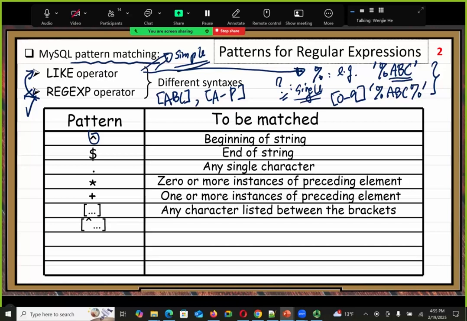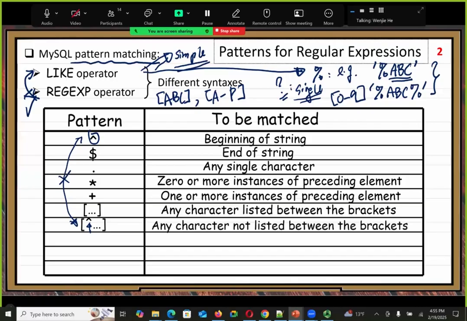Then this little hat symbol inside a pair of brackets has a different meaning from the other one, so here you need to be careful. These two meanings are different. Do not get confused. Inside the brackets, it's not that operator; it means any character not listed between the brackets. It's like a negation operator. Not ABC, right? For example, if I do this with ABC, then characters other than ABC could be used in this place.